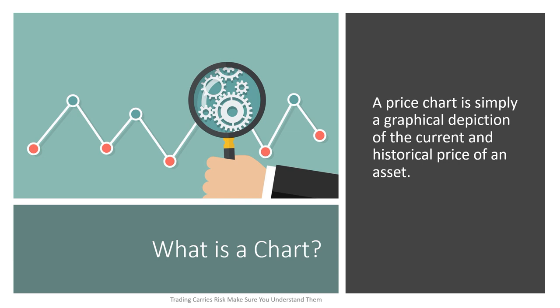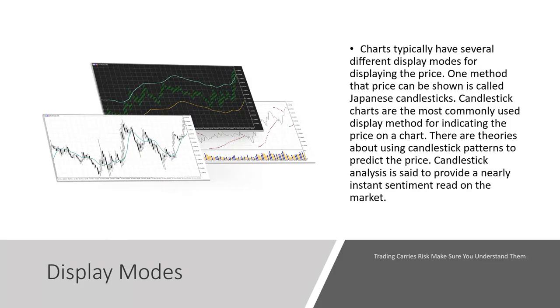So a price chart is simply a graphic depiction of the current and historic price of an asset. Now, charts have typically 3 display modes. Today, with our incredibly great HTML charts and our Java charts, we're no longer charting by hand. When I started trading, we sat there with graph paper and we were drawing on every asset we followed the price on the charts. And that was a long consuming thing.